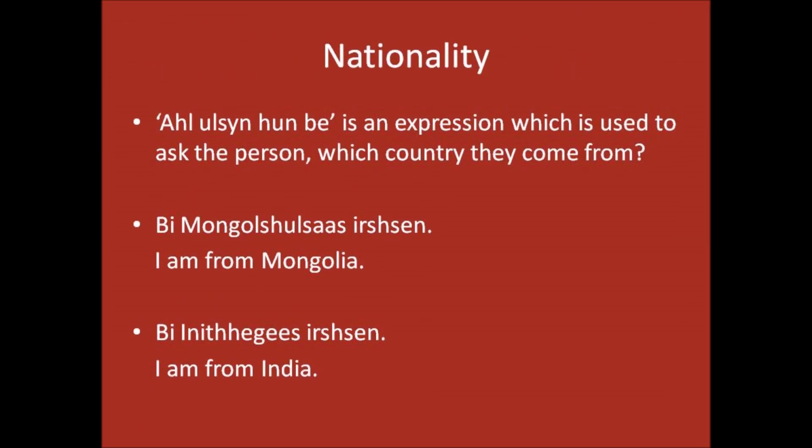Айс улсын хүн бэ is an expression which is used to ask the person which country they come from. Би Монгол улсаас ирсэн. Which means I am from Mongolia. Би Индиээс ирсэн. Which means I am from India.